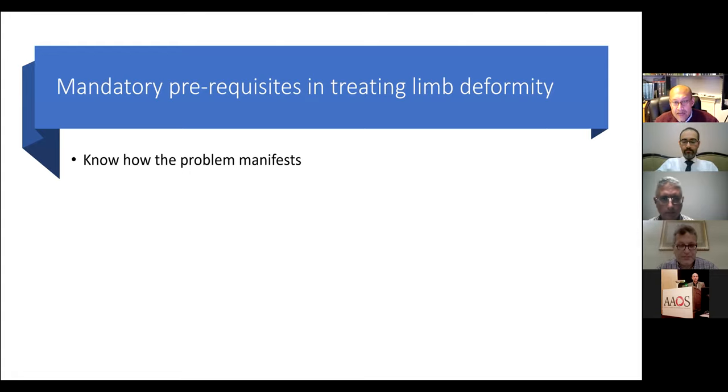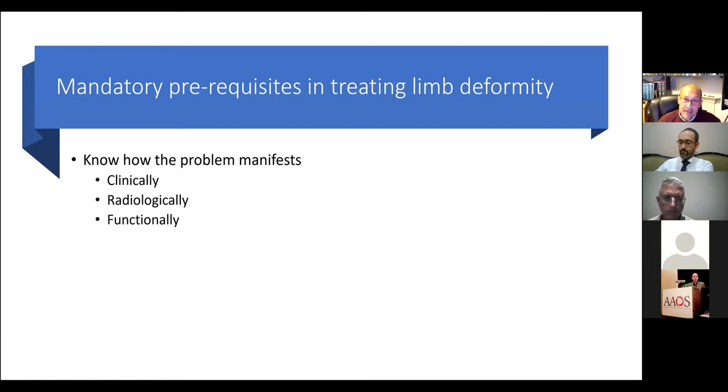So, in treating any limb deformity, it is not the X-ray angles or the length measurements that are the most important thing, but how the problem of the deformity manifests itself. And there are really three perspectives to how the problem manifests itself. There is a clinical, a radiological, and a functional perspective to the problem. And if we fall into that common trap of just looking at the X-ray, measuring the X-ray, and treating the deformity on the X-ray, then the only thing you can guarantee yourself at the end of the treatment is a nice X-ray. But you may not have, in parallel, a patient with good function or a patient with a good result clinically.